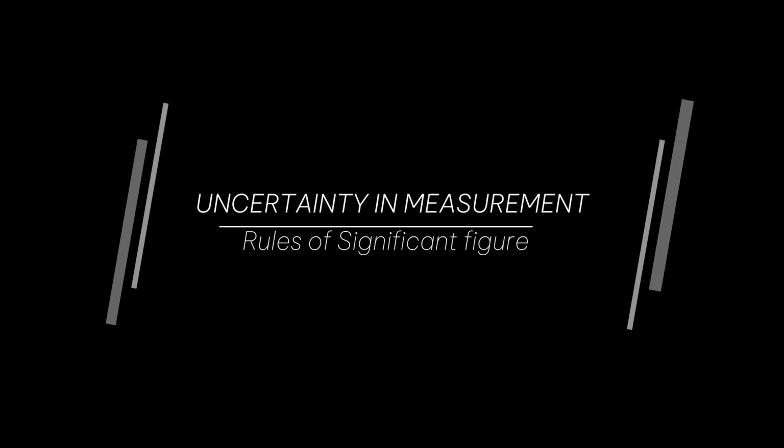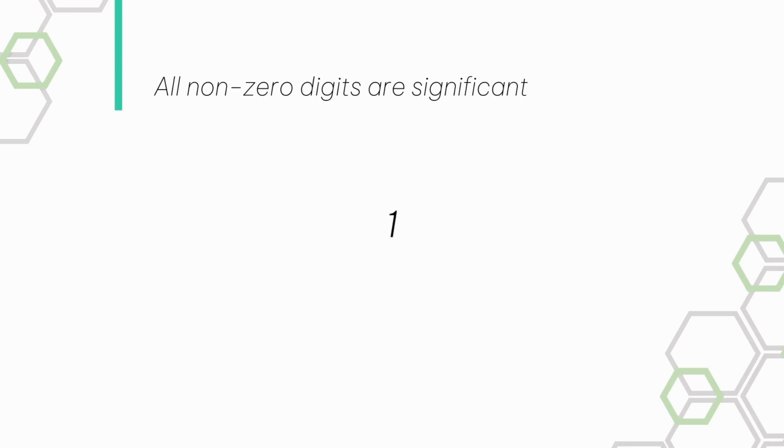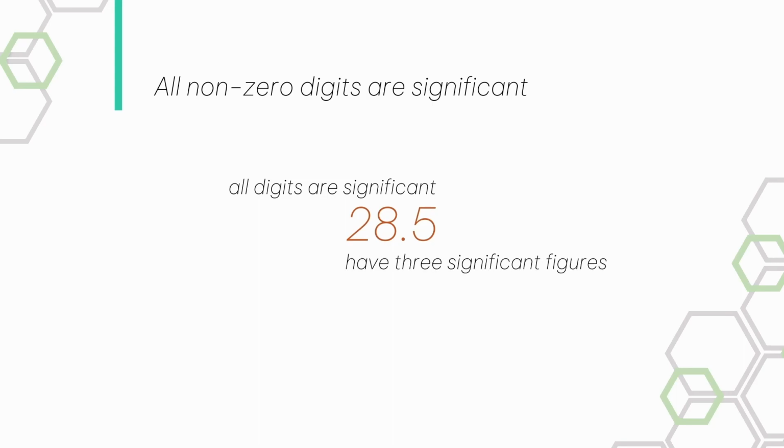There are certain rules that have been made to determine how many significant figures there are in a given number. According to the first rule, all non-zero digits are significant. As we can see, there is not a single zero in this number, so all the digits in this number are significant. Hence there are a total of 3 significant figures in this number.